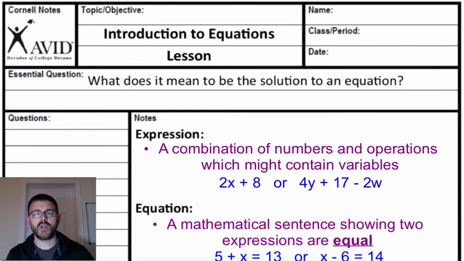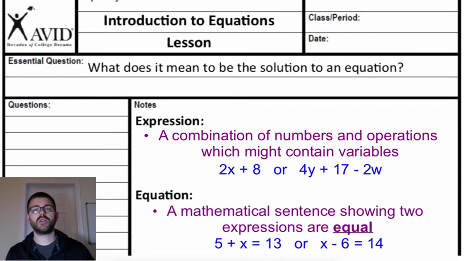Equations are expressions that are equal to each other. There's an equal sign. That's the whole key behind an equation, is that there's an equal sign, meaning the two sides have to be equal. So here we have the expression 5 plus x. We also have the expression 13, and they happen to be equal to each other. So that's the difference between an expression and an equation.